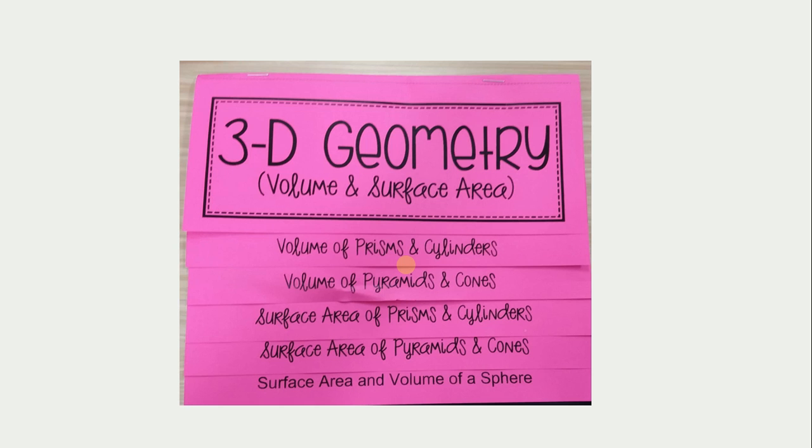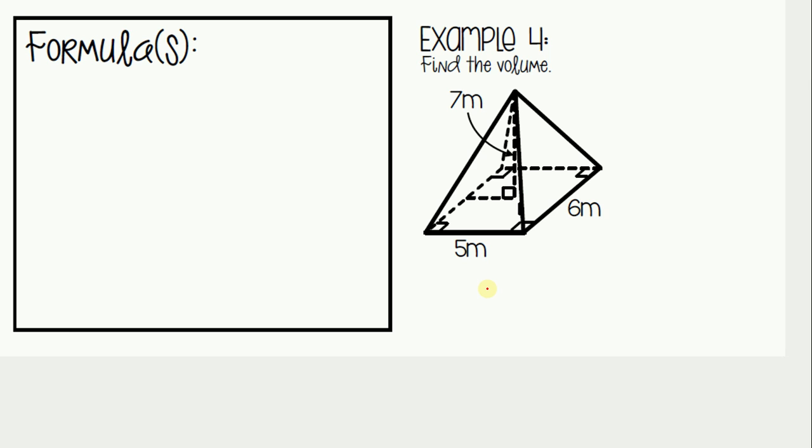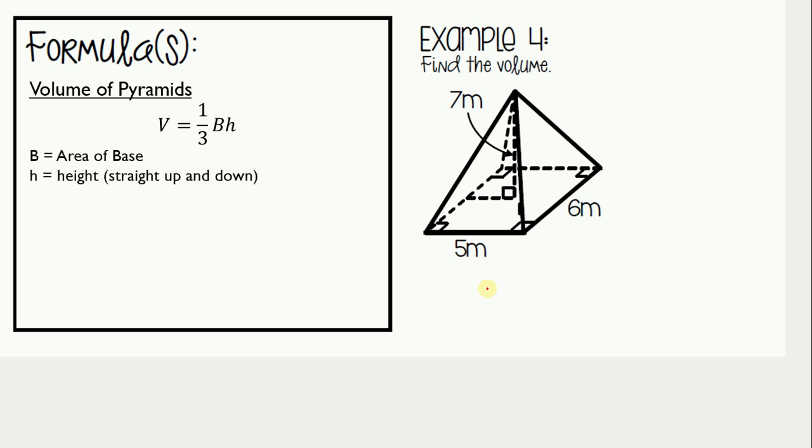Today you're going to be opening this tab in your foldable, the pyramids and cones tab, and we need some formulas for this stuff. So volume of pyramids is 1/3 times the area of the base times your height. Now this height is not slant height like the surface area was. This is straight up and down height.